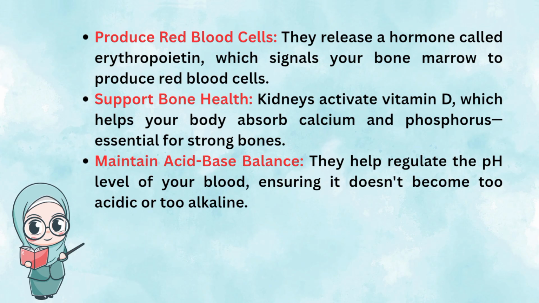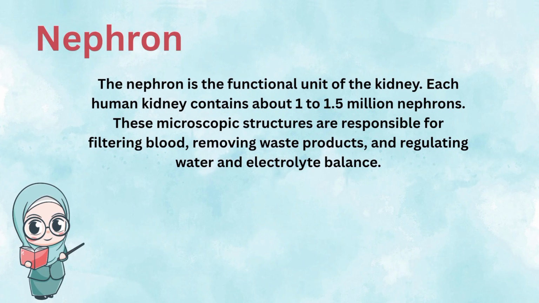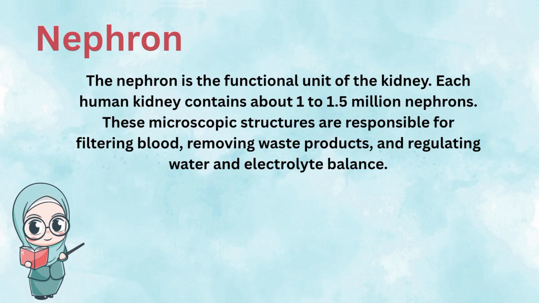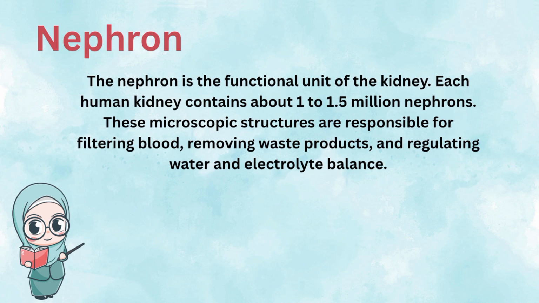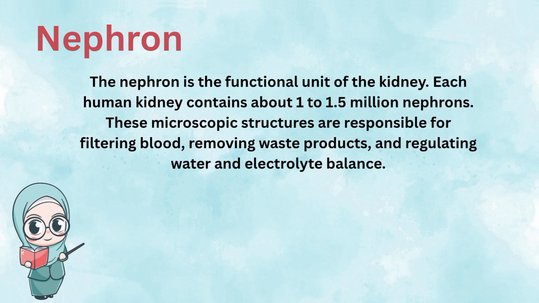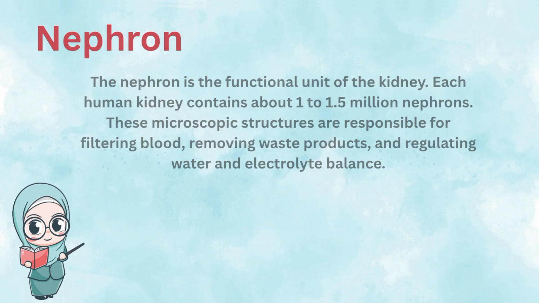Maintain acid-base balance. They help regulate the pH level of your blood, ensuring it doesn't become too acidic or too alkaline. Nephron. The nephron is the functional unit of the kidney. Each human kidney contains about 1 to 1.5 million nephrons. These microscopic structures are responsible for filtering blood, removing waste products, and regulating water and electrolyte balance.